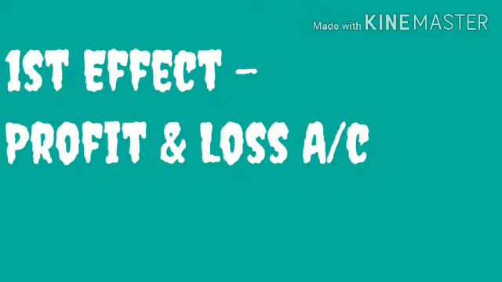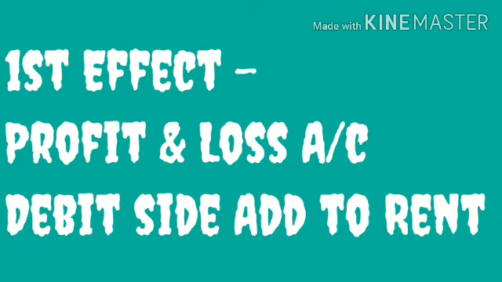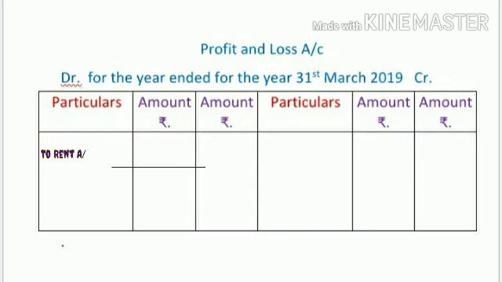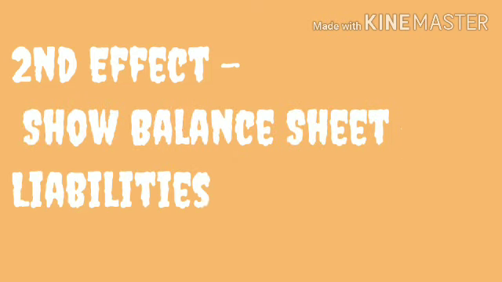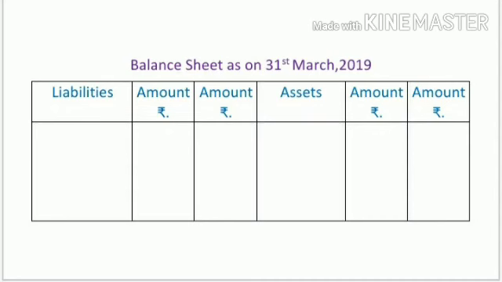First effect, add to rent in profit and loss account debit side. That is, here in profit and loss account debit side, to rent 10,000 plus outstanding rent 2,000, 12,000 in outer column of profit and loss account debit side. Second effect, show outstanding rent rupees 2,000 on liability side of balance sheet.